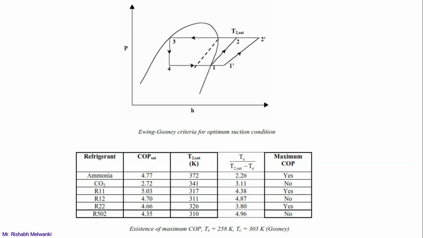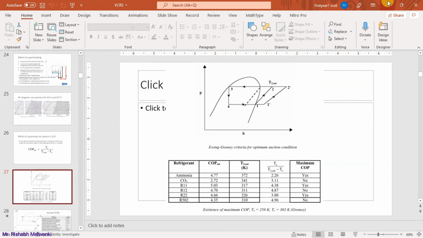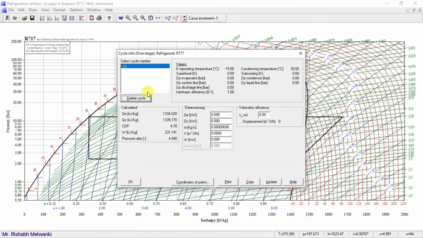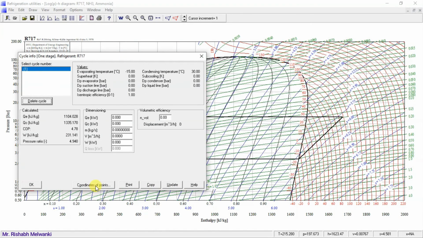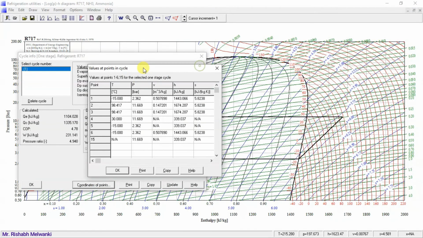Now what we will do, we will try to find what is this TE upon T2 sat minus TE. For that we require the T2 sat value, which is this temperature. So how to get this temperature from the software, understand? I'll go to coordinate points and find here the maximum temperature. So you observe, for point number 2, what is the maximum temperature?